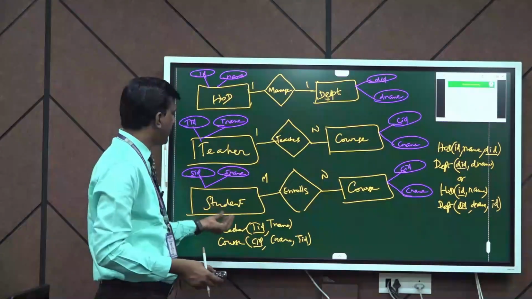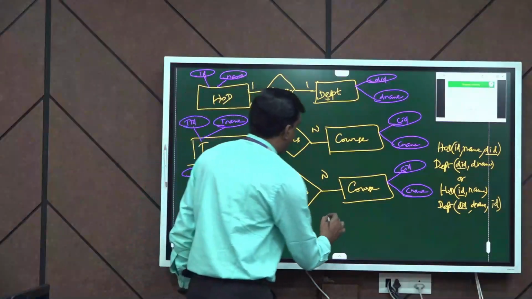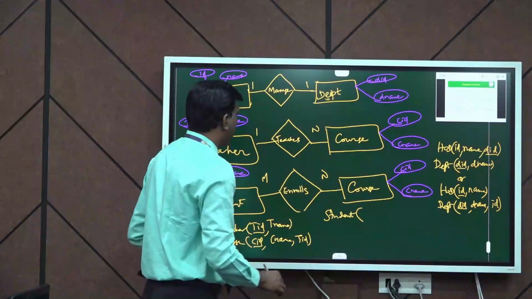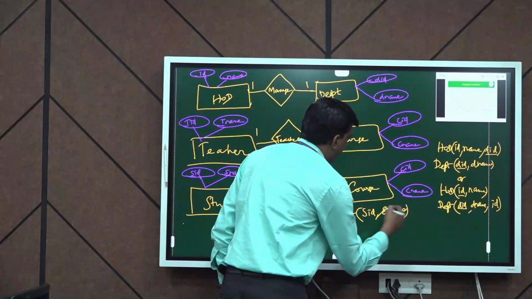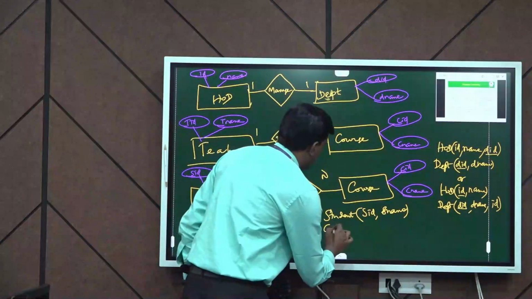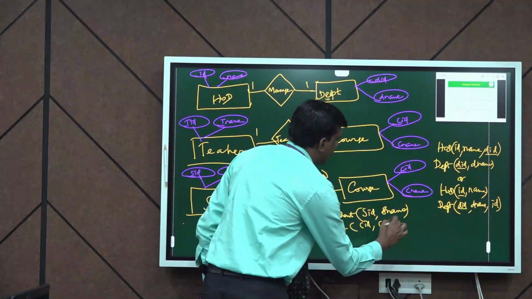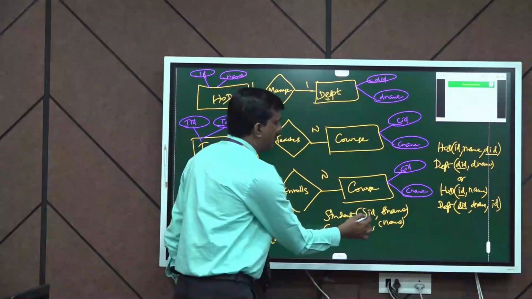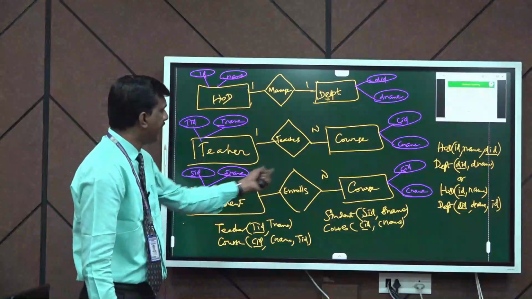So, as usual, each entity is converted into a separate table. Student is one table we have, in which we have student ID, student name. Then we have a course table, with CID, C name. So, these two are the tables, but we have a relationship.